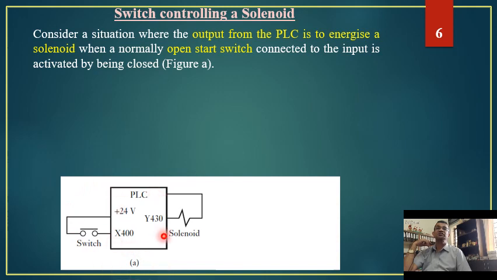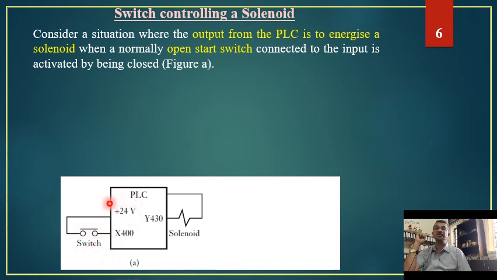Here is the PLC, and here is the switch acting as input, and here at the output we have connected the solenoid. And again note that in the PLC certain addresses are written. So this X, as in the previous lecture we observed, whenever it is written in the Motorola convention, it is an input, and that input is connected to the address 400. So X400 is the input where the switch is connected.